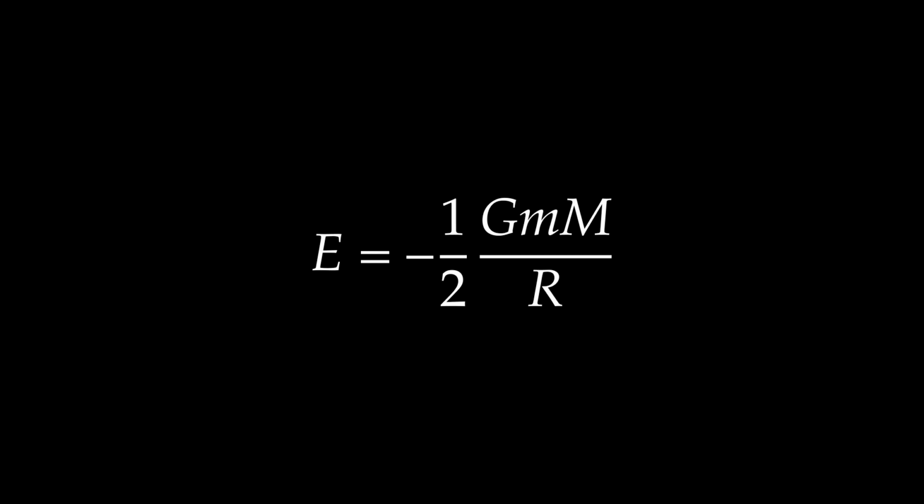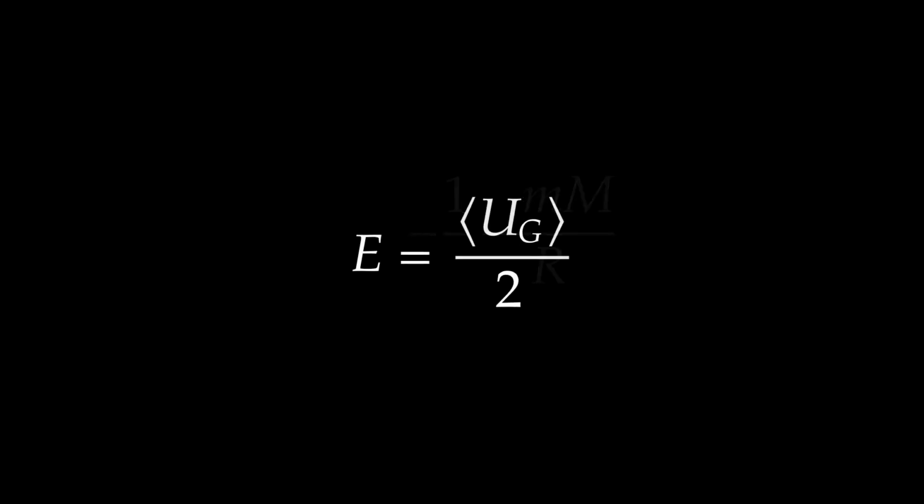GMm over r is the negative of the gravitational potential energy. Remember, the gravitational potential energy is always negative. And so GMm over r is the negative of the gravitational potential energy. And so what I have here is a realization, a useful calculation, that the total mechanical energy of an orbital motion is equal to the average gravitational potential energy divided by 2.